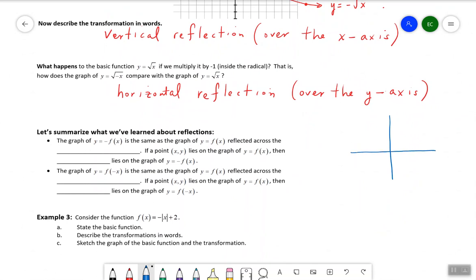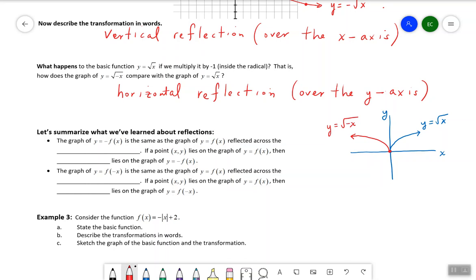And we can even come out to the side here and sketch that out. You could make a table for the basic function and the new function. I didn't think that was necessary, so I'll just do the rough sketch. Square root of x is the familiar basic function. And if we reflect it horizontally over the y-axis, then we wind up with something like that. That's y equals square root of -x.